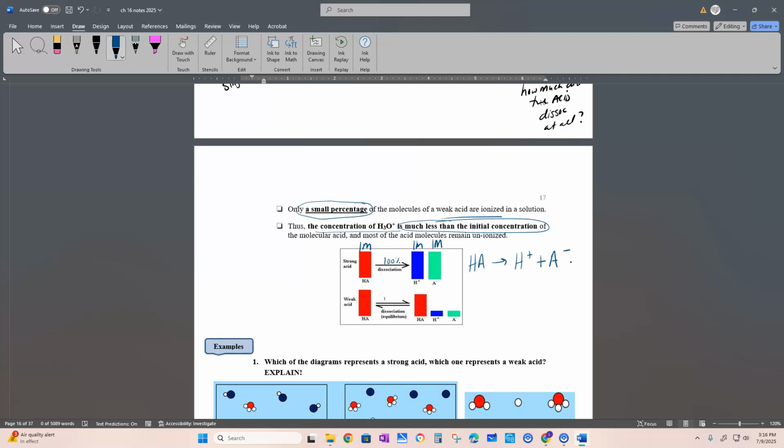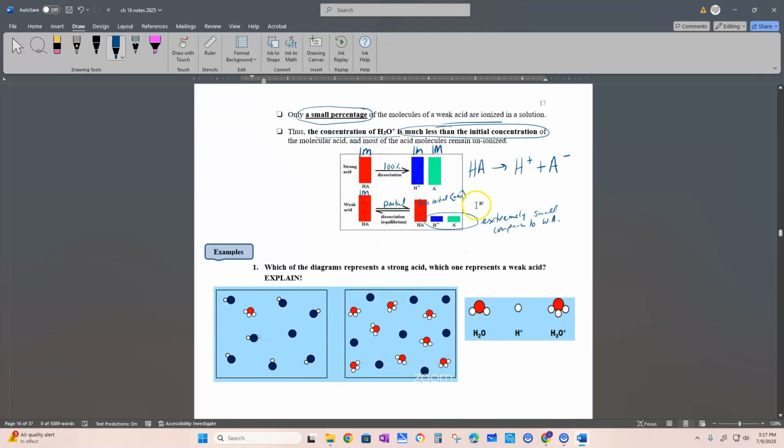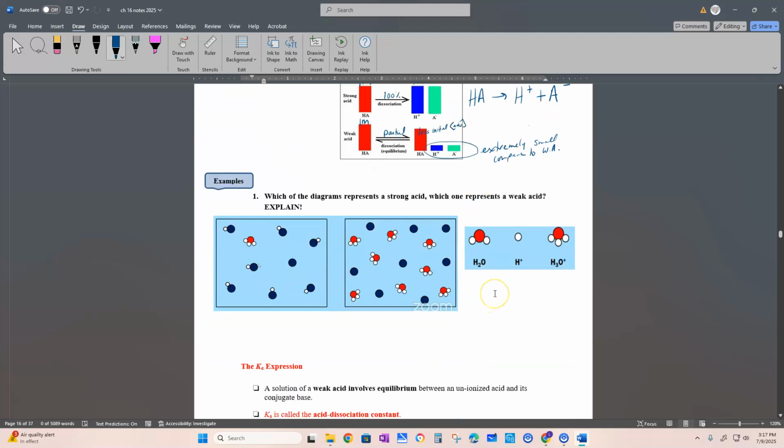But a weak acid only partially dissociates. So if this is 1 molarity, then what are these concentrations? Okay, so notice this is less than the initial concentration of the acid. And look at the H and the A minus, extremely small. But I'm comparing it to the acid. Okay, so how do we actually calculate this? Well, we got to do a little bit more math with it. But let's first start off with the particle diagram before we start plugging and chugging.